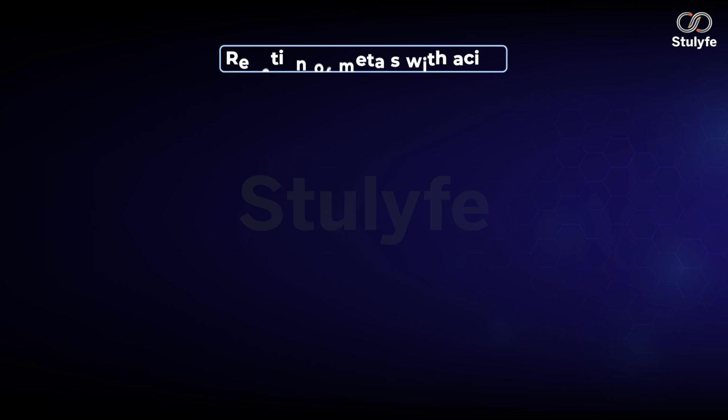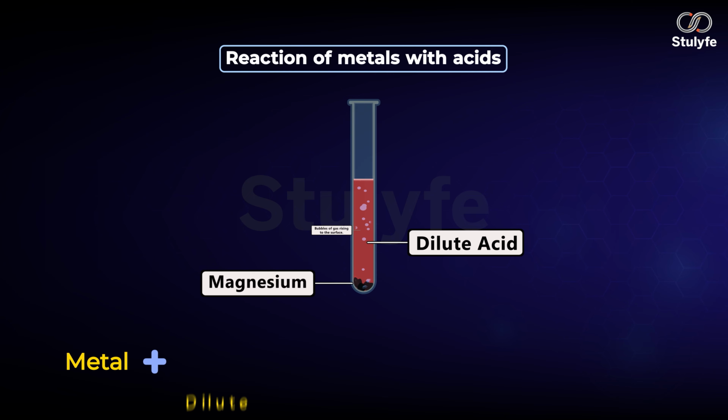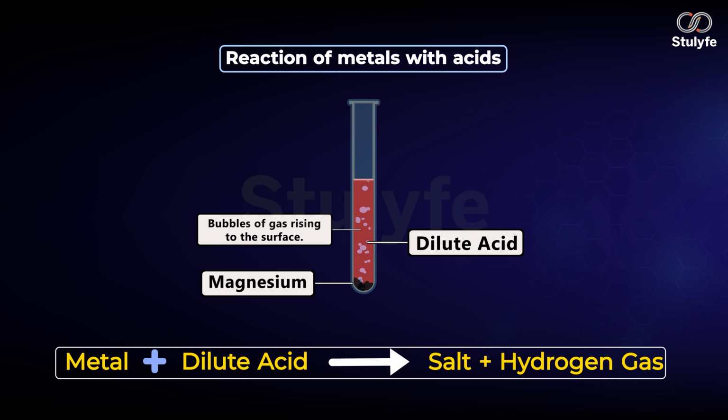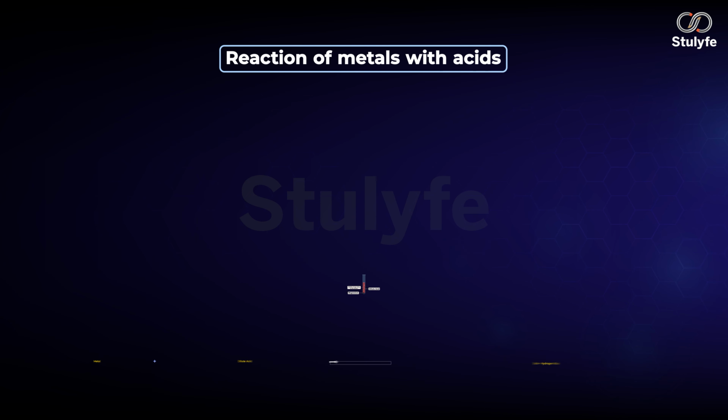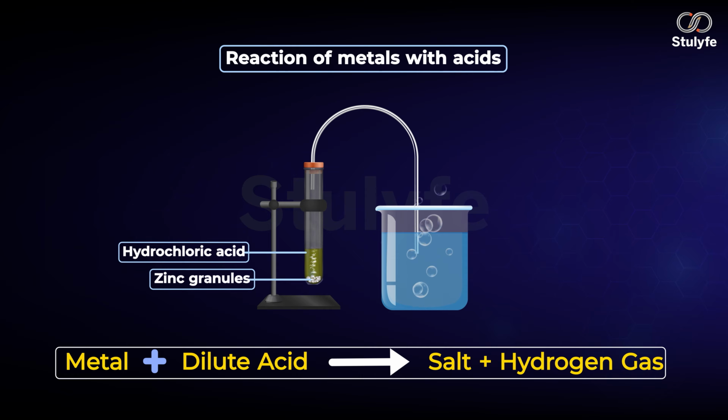Next up is the reaction of metals with acids. When you rub a lemon with salt on a copper pot, it gets shinier. That's a reaction of metal with acid. Metals react with acid to produce a salt and hydrogen gas. Remember the classic science experiment of adding zinc to hydrochloric acid? The fizzing you see is the formation of hydrogen gas, and the resulting compound is called zinc chloride.